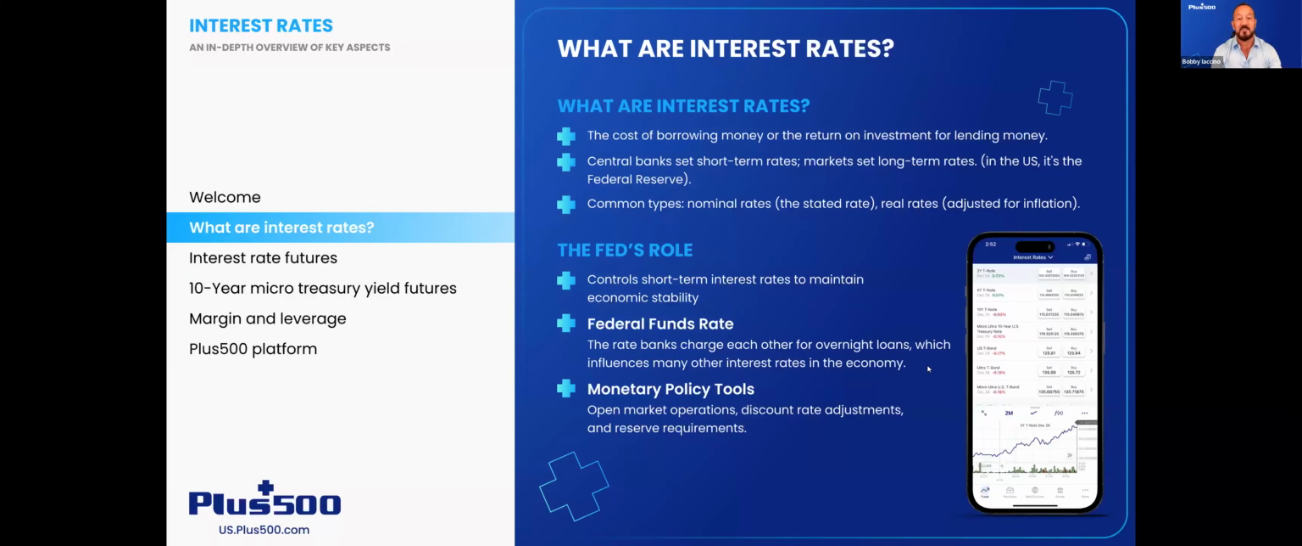In the US, obviously, that's the Federal Reserve. In Europe, that's the ECB. In the UK, it's the Bank of England. So what do I mean by short-term, long-term, and the market setting them versus the Fed setting them? Well, we've got a Fed meeting on December 7th. December 7th, the Fed will set the overnight Fed funds rate.